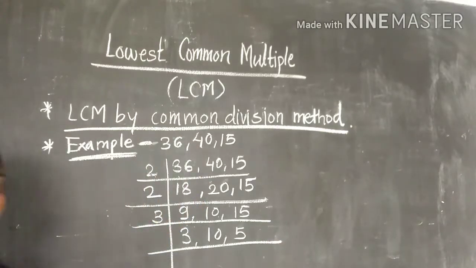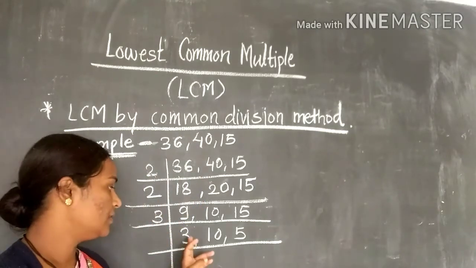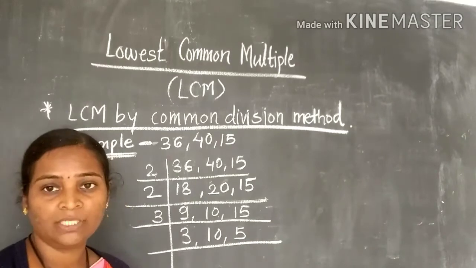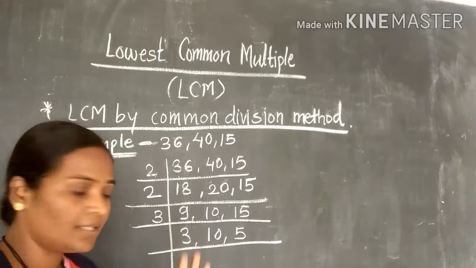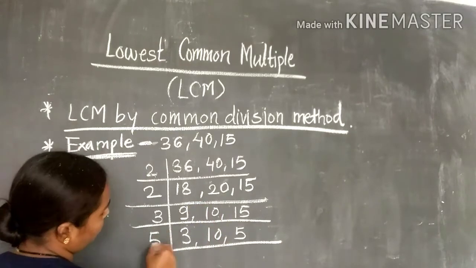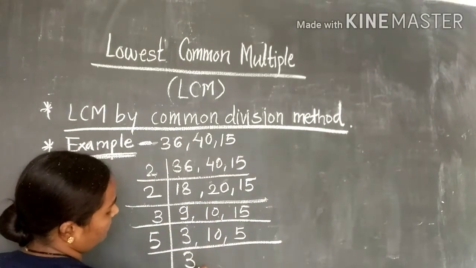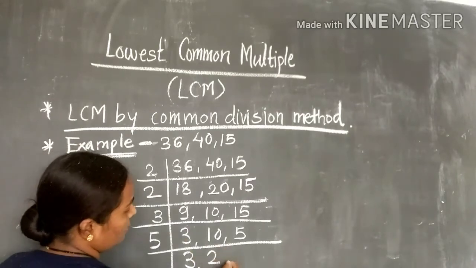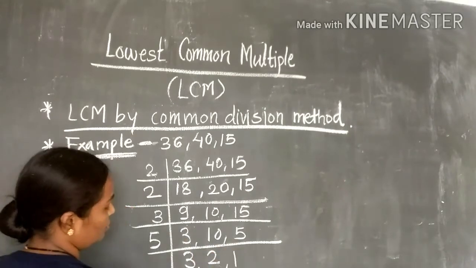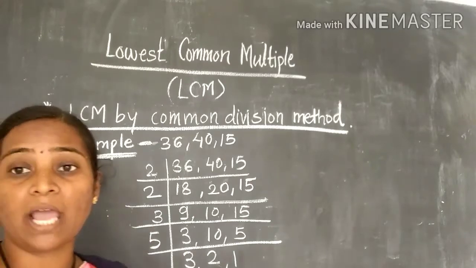Okay, again see one more thing. Here 3, 10 and 5. So 10 and 5 are divisible by 5. Yes, so we can write here 5. 3 stays as it is, carried down. Then 5 2s are 10 and 5 1s are 5. So we have got here prime numbers.